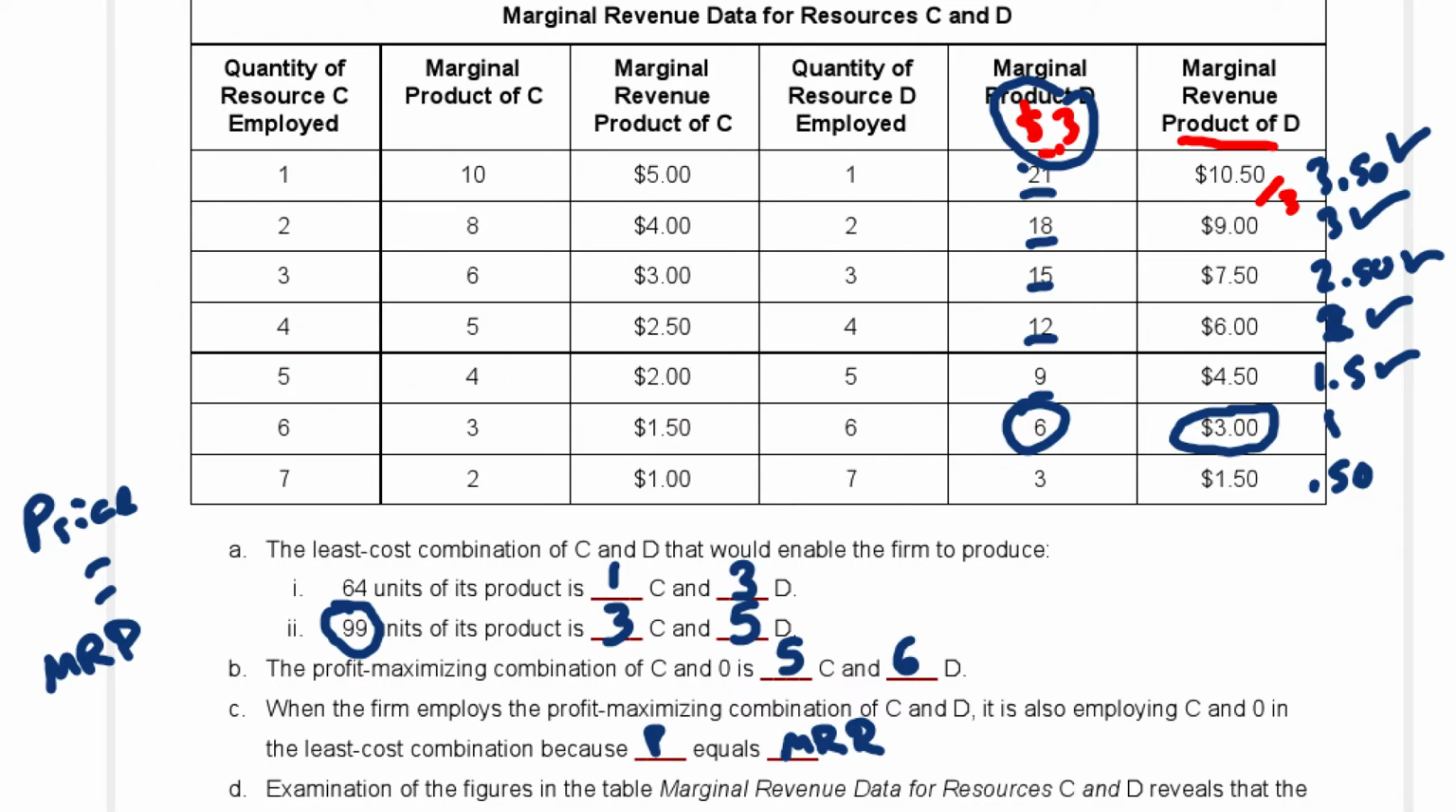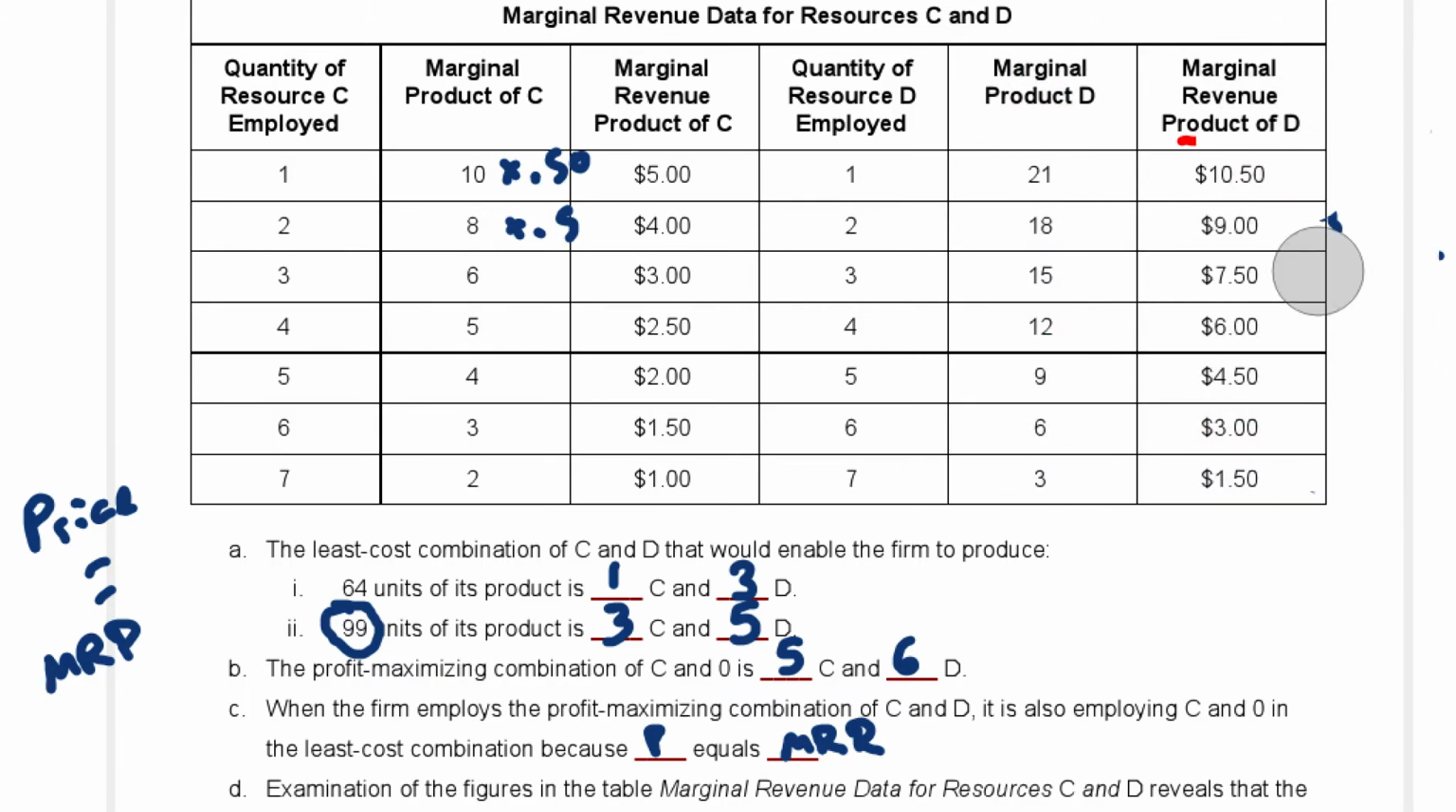So if I sell 10 of these, my MRP is 5. So if I'm selling 10 of them and it got me $5, that means I'm selling these things for 50 cents. 10 times 0.5 is 5. Is this true all the way down? 8 times 0.5 is 4. Yep, that's true. 6 times 0.5 is 3. All right, that's good. So does that work over here also?